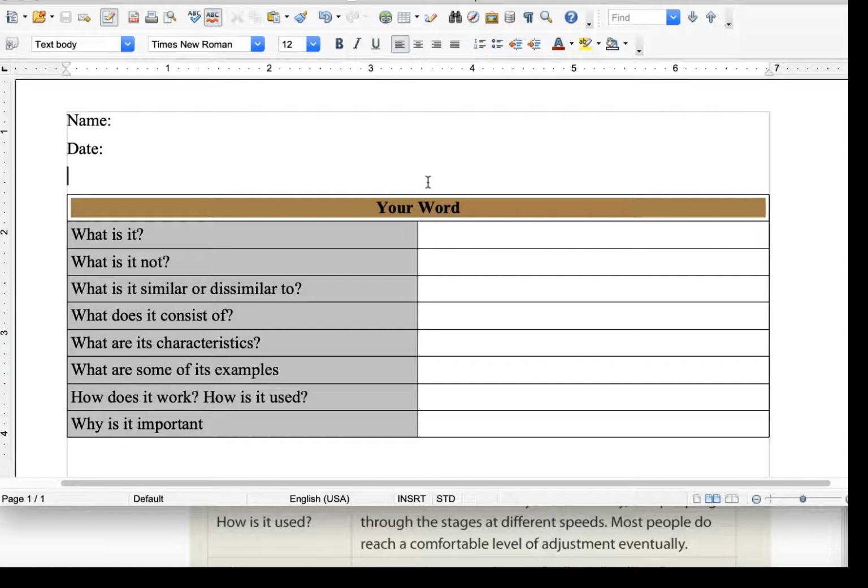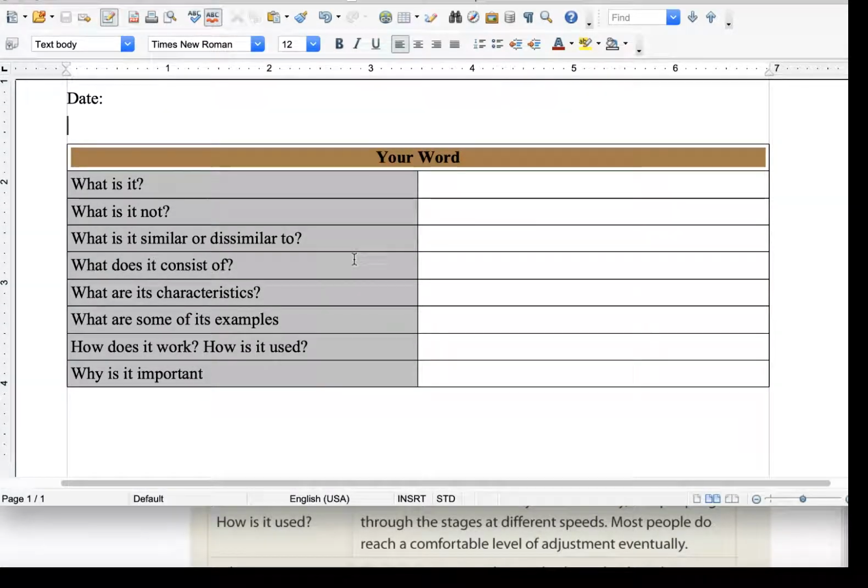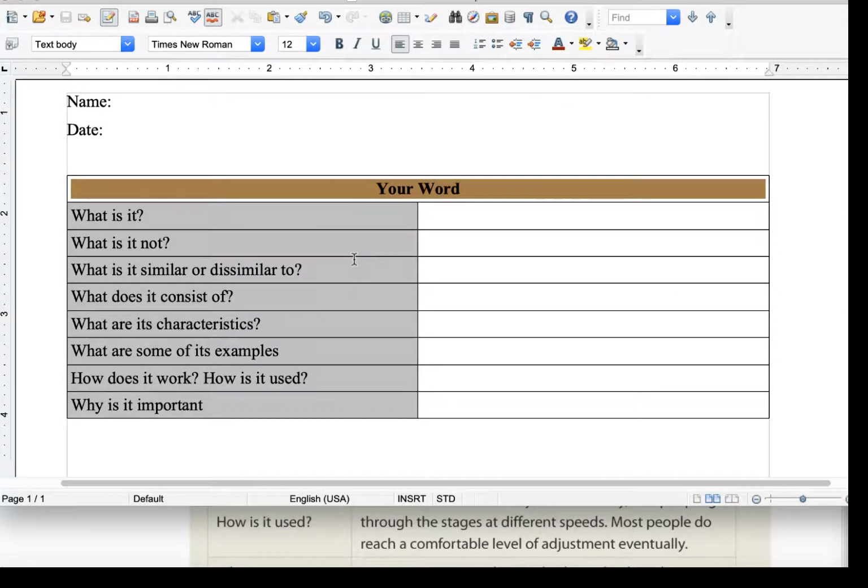But I prefer you use Word. It's that way I can make comments on your writing when you turn it in to me. But there's a few ways that you can turn in this assignment, but I've just made it very convenient for you. So you're going to put your word here, okay?